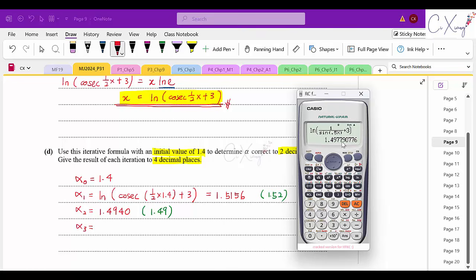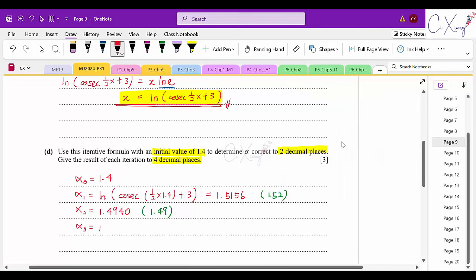Then you get 1.497790776. So the 4 decimal place answer will be 1.4978. Should I just stop here? If you double check the answer for 2 decimal places, it should be 1.50. It hasn't repeated yet, so I just continue further.